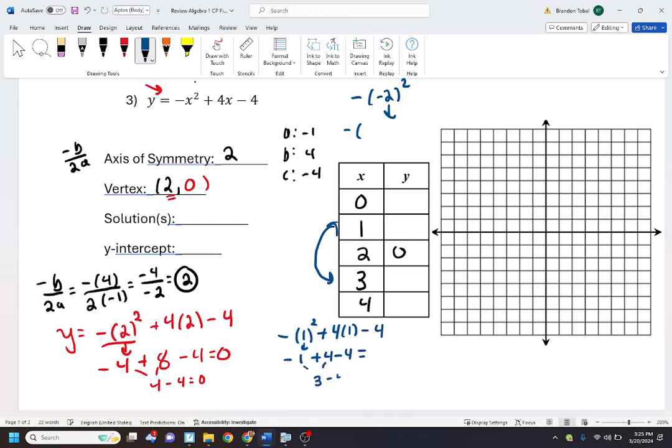-1 plus 4 minus 4 is -1. So -1 here and -1 there.